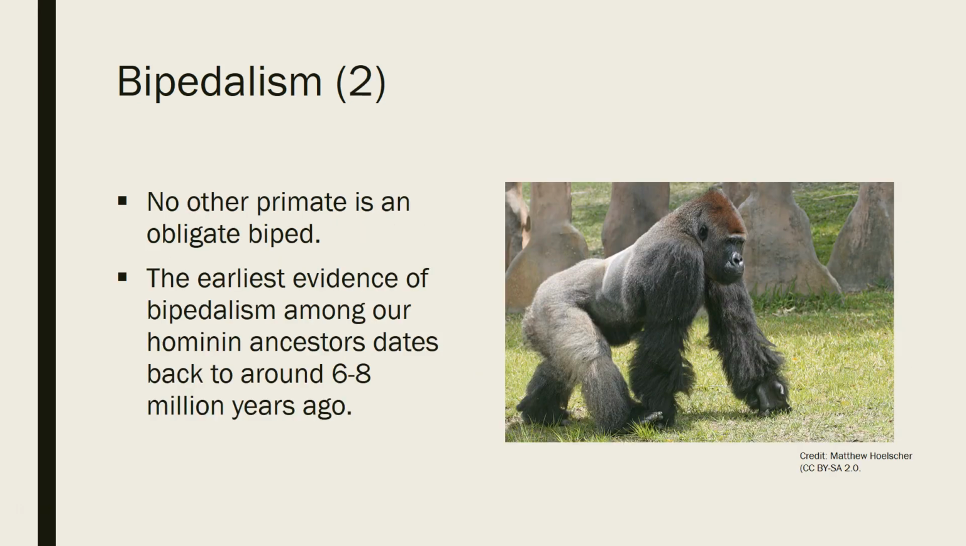No other primate is an obligate biped. While gorillas and other non-human primates can temporarily stand or walk on 2 legs, they are obligate quadrupeds. Now, the earliest evidence of bipedalism among our hominin ancestors dates back to around 6 to 8 million years ago. The development of bipedalism has had tremendous implications for our evolutionary history, and we will be discussing these implications and the anatomical markers of bipedalism later in this course.